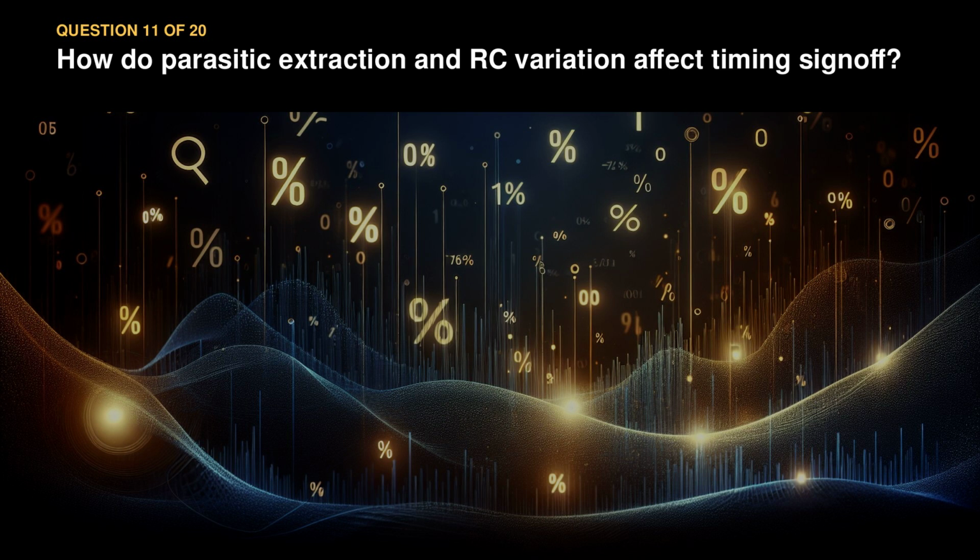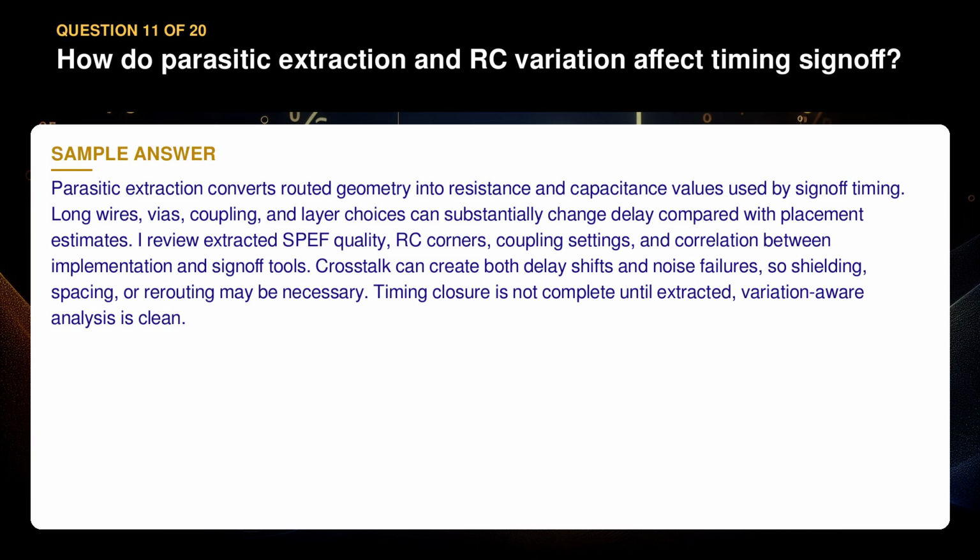Question 11. How do parasitic extraction and RC variation affect timing signoff? Parasitic extraction converts routed geometry into resistance and capacitance values used by signoff timing. Long wires, vias, coupling, and layer choices can substantially change delay compared with placement estimates. I review extracted SPEF quality, RC corners, coupling settings, and correlation between implementation and signoff tools.